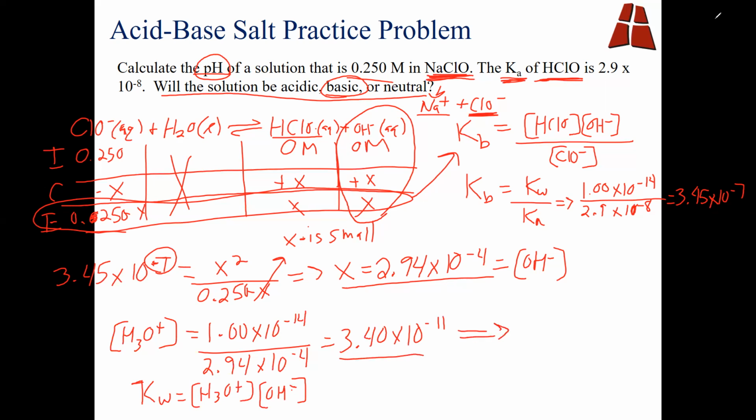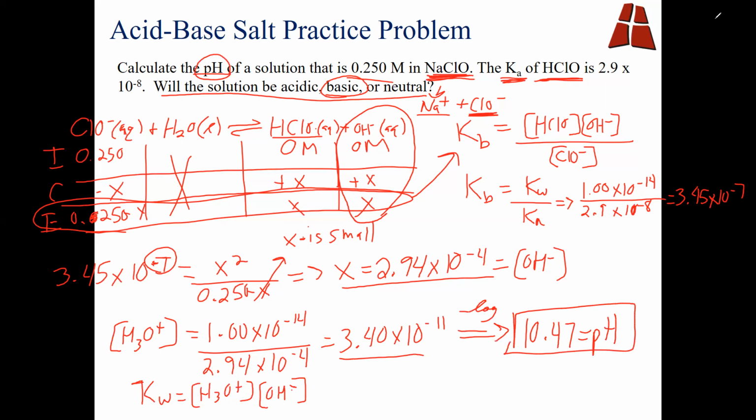If we want the pH, we just need to take the negative log of that. So I did that when I took the negative log of 3.4 times 10 to the negative 11th. I got a pH value of 10.47, should be equal to our pH.